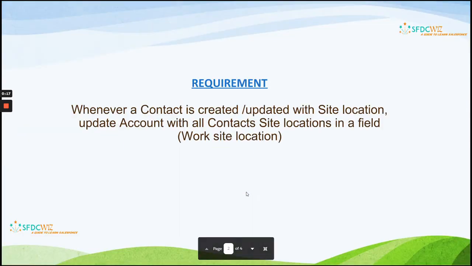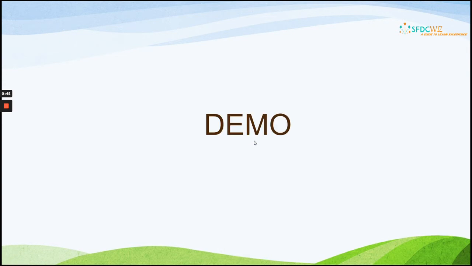In this example, let's say whenever we are creating a contact or updating any existing contact with a field called site location, we want to see all the information back in the related account for a new field called Worksite location. So for this requirement, we can use the flows concept and do it easily. So let's start the demo.